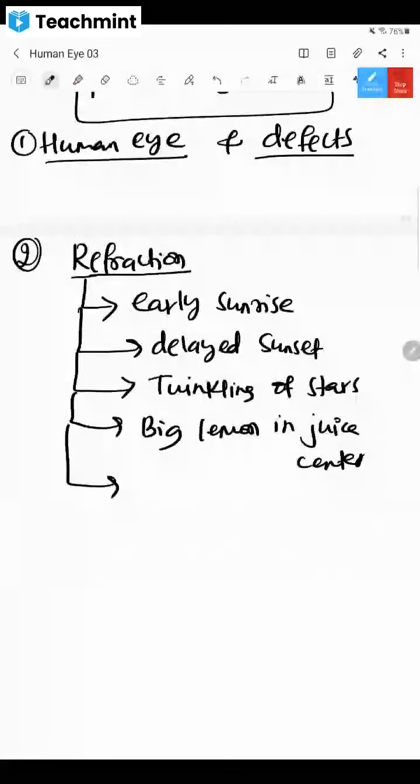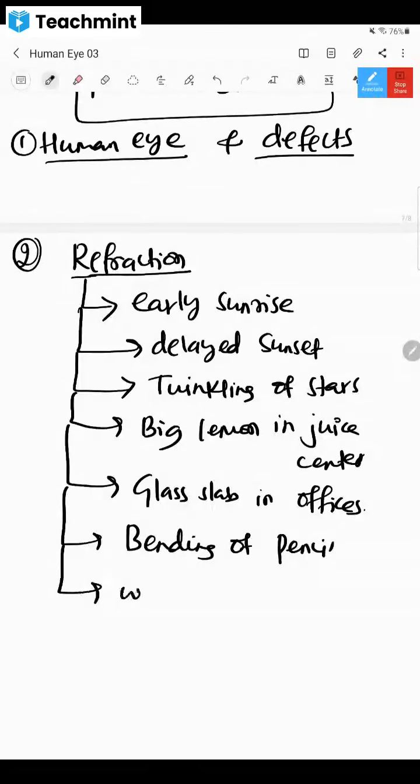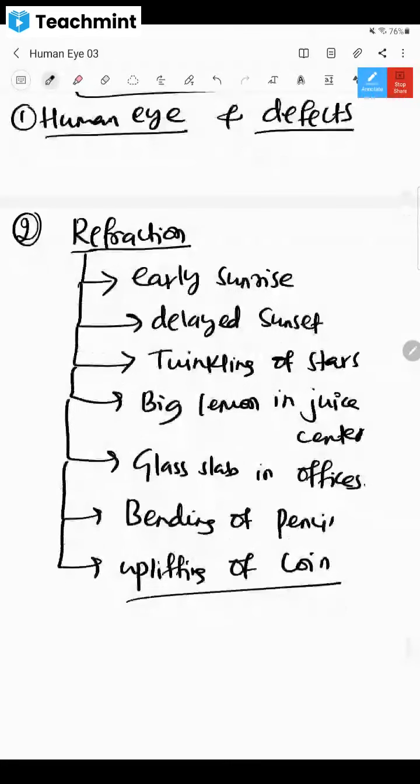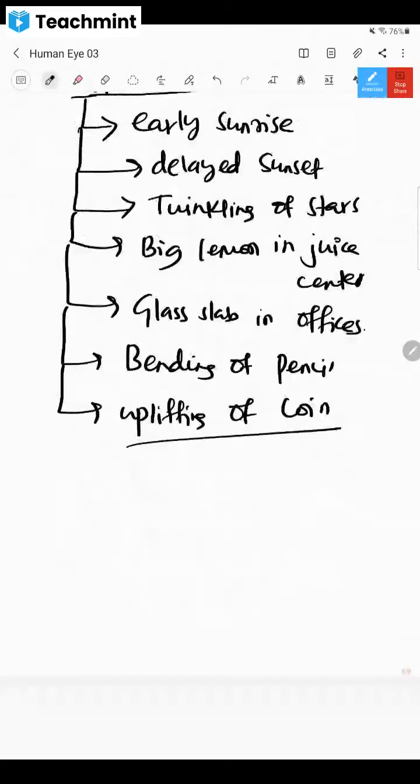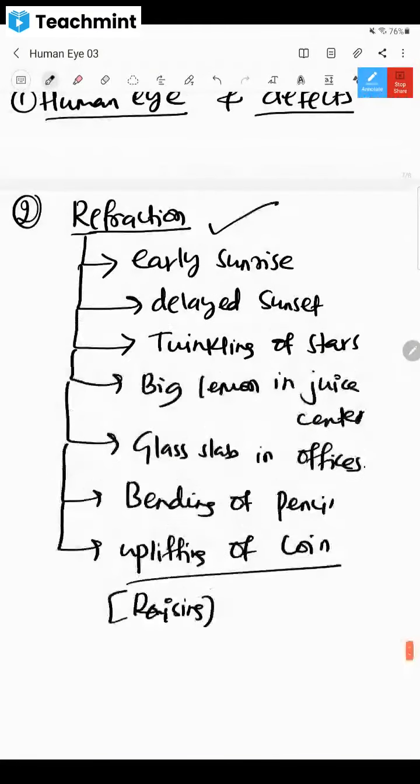They keep one glass, no? Okay, glass slab, glass slab in offices. Okay, bending of pencil. Then uplifting of coin. We have seen all these examples, no, dear children? That coin appears to be raised in the water, a little bit uplifted, right? We have seen all these things in refraction or not?